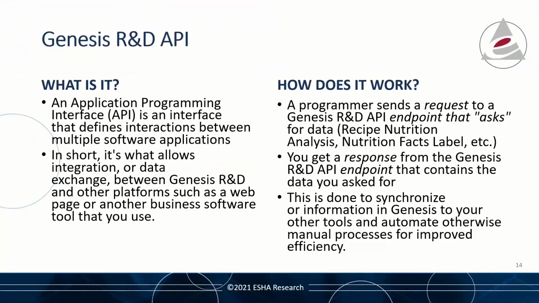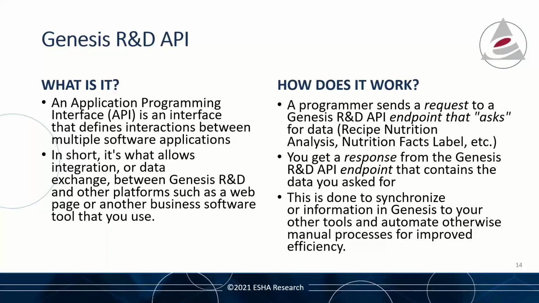Thank you, Alicia. So I wanted to cover, in addition to changes to the Genesis program itself, we made some updates to our Genesis API. If you're unfamiliar with APIs, API stands for Application Programming Interface. And an API is just an interface tool that defines interactions between multiple software applications. So in short, it allows integration or data exchange between Genesis R&D and other platforms such as web pages or other business tools that you use.